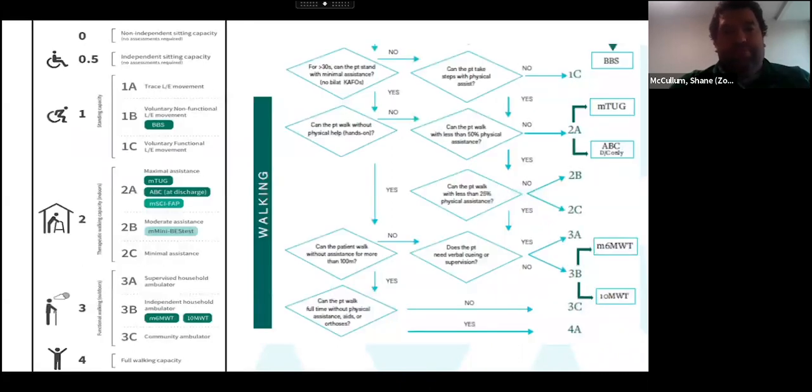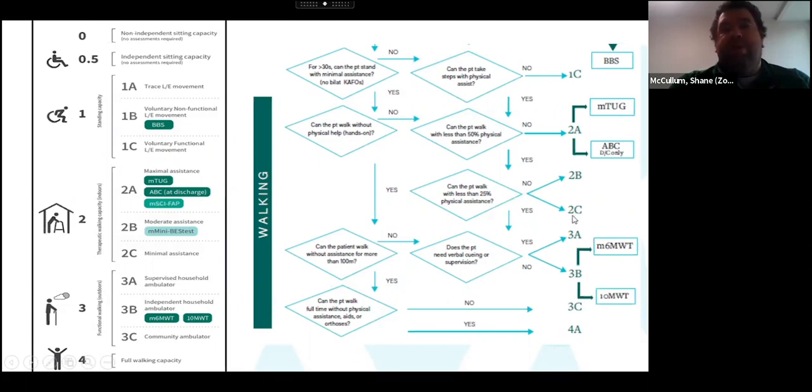So we can move down to about the middle. Can the patient walk without assistance, without physical help? At this point, it's no, because they still require some physical assistance. So we'll move over to the right, and can the patient walk with less than 50%? And the wording was minimal, which would be in the 25% range. So we'll move down. Can they walk with less than 25%? Yes. So that would be a 2C as opposed to a 2B. So they still require hands-on assistance, but it's only minimal assistance at this point.